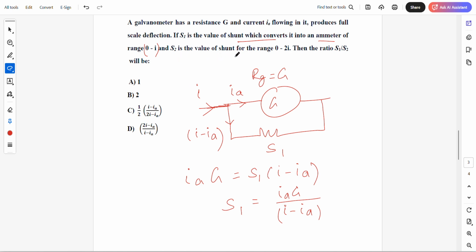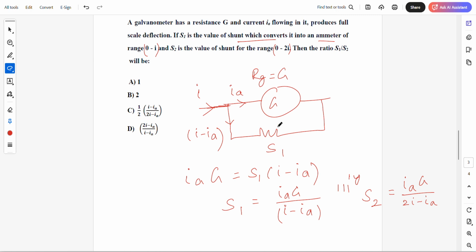Now, S2 is the value of shunt for the range 0 to 2I. Here the range has changed. Similarly, here only one change. Here, how much is S2? Same galvanometer. Here current IA will be flowing, into the resistance of the galvanometer G, divided by the range, which has changed now: 2I minus IA. That is the only change in S2.